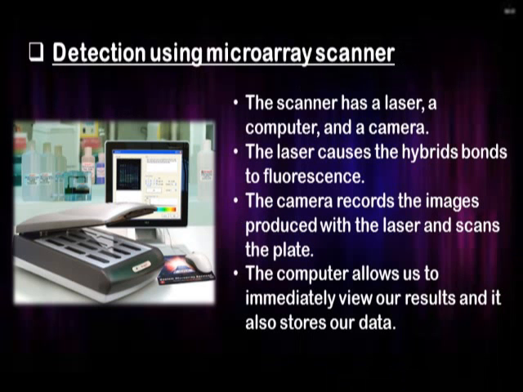Then we have detection using microarray. Now we have a gene chip, and this gene chip is kept in a scanner that has a laser. The scanner has a laser, a computer and cameras attached to it. So once you keep the slide in, the light passes. Here photolithography works. The camera records the images produced with the laser and scans the plate. This scanned image is visible on the computer, and we can store it and later analyze the result.